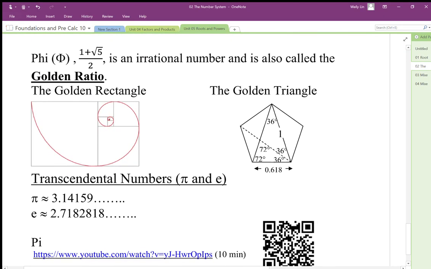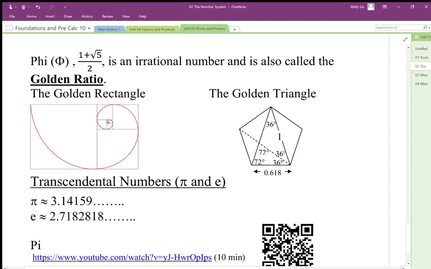So there are many irrational numbers that exist. In fact, there are infinitely more irrational numbers than there are rational numbers. One of the irrational numbers that we've come across is a number called φ. And this, again, is another number that shows up in all sorts of weird places. One of the places it shows up is in the golden rectangle.